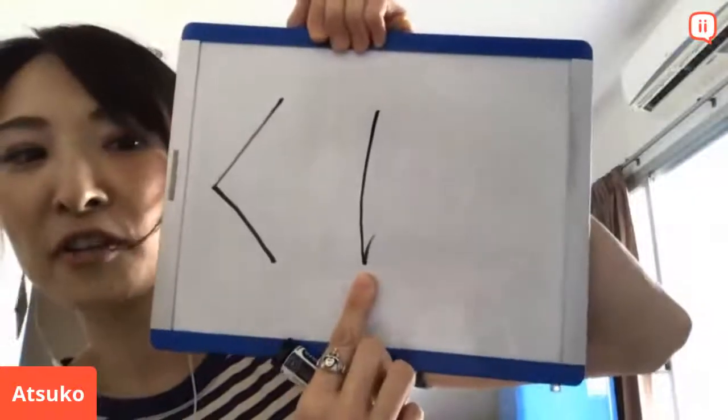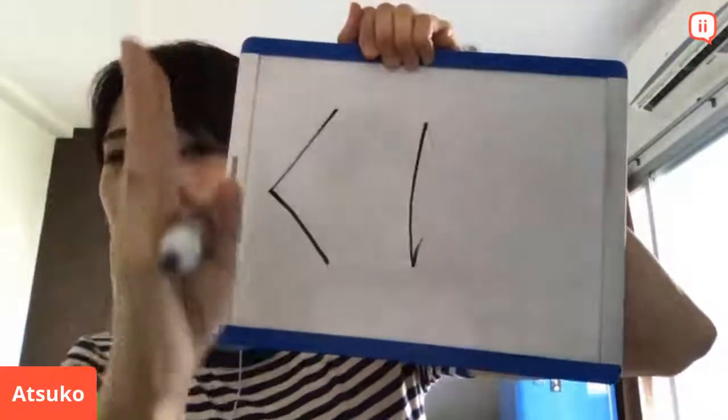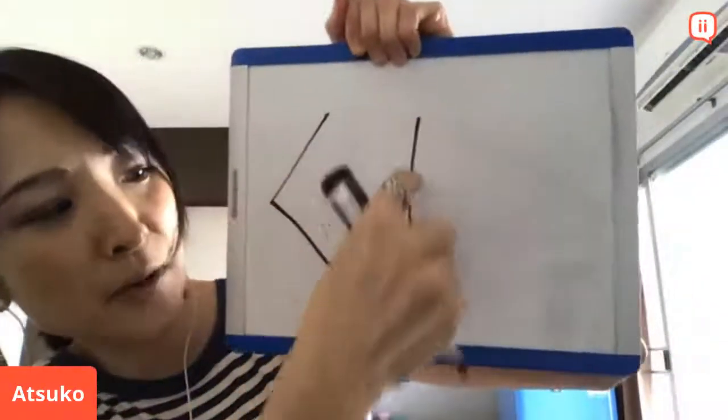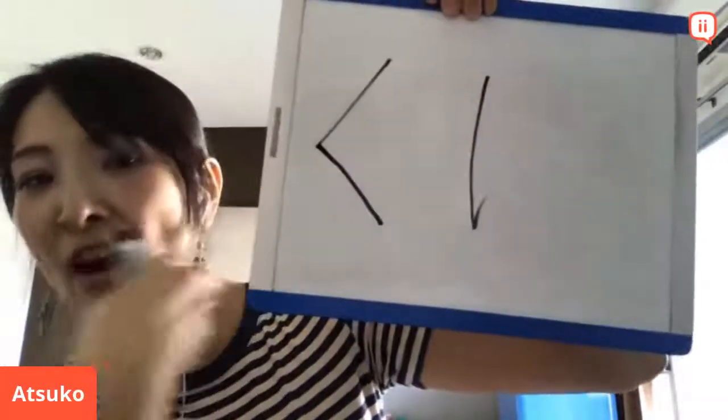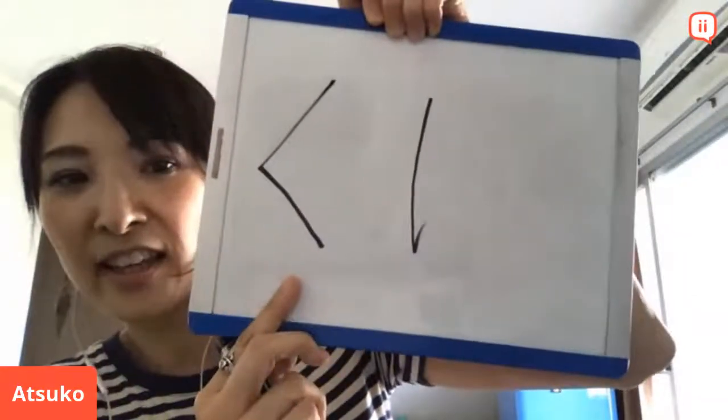This is part of very short. This is the first stroke. It's not straight, a little bit curved. But starting point and finishing point are on the same line. Okay.